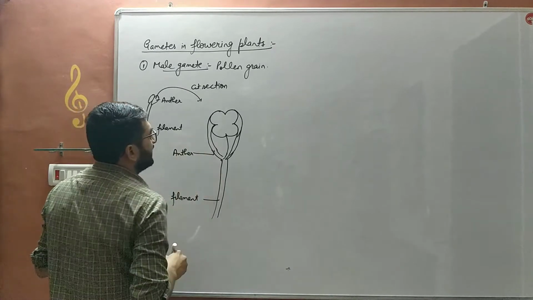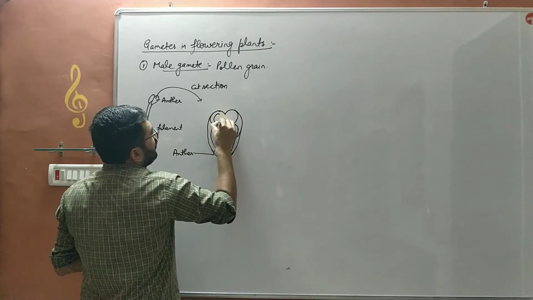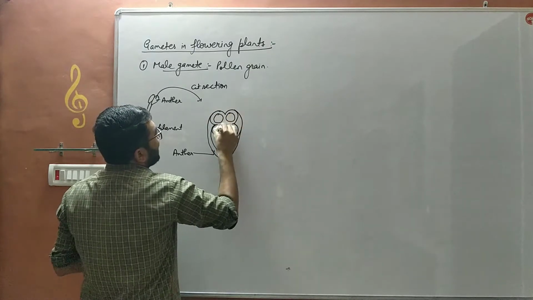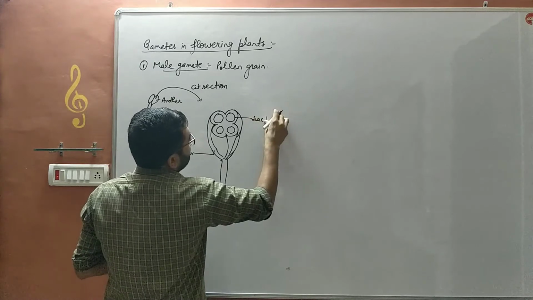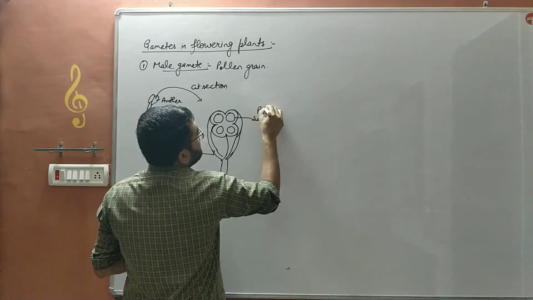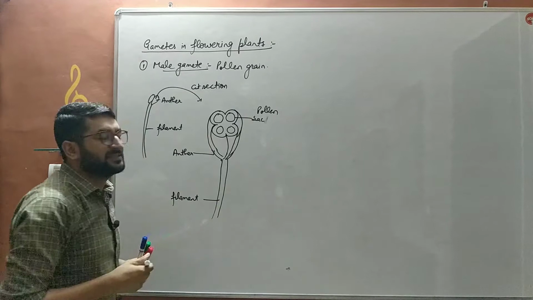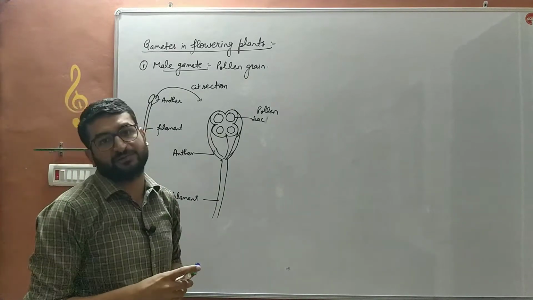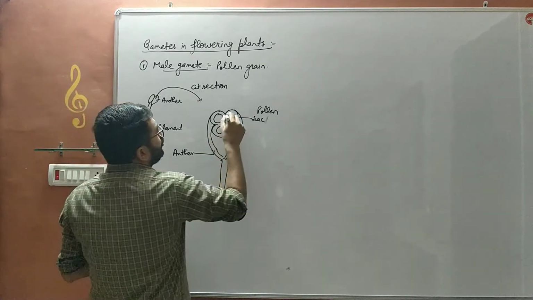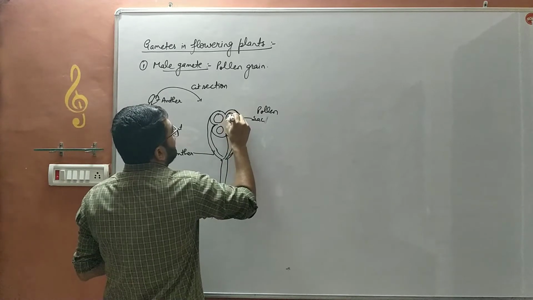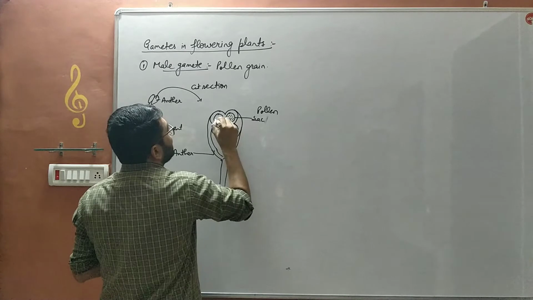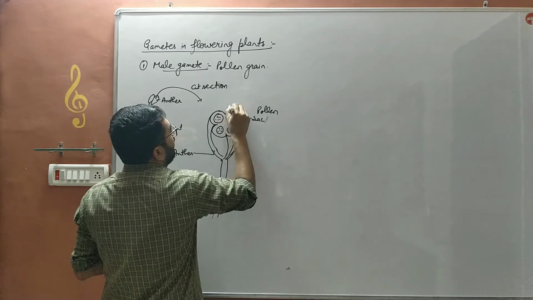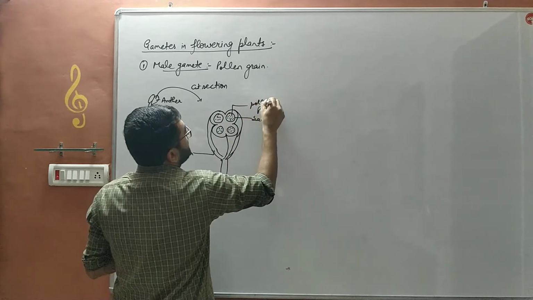In that you'll observe four sac-like structures. These sacs are known as pollen sacs. Sac means a bag-like structure, in which you will observe tiny spherical structures, and these tiny structures are pollen grains.